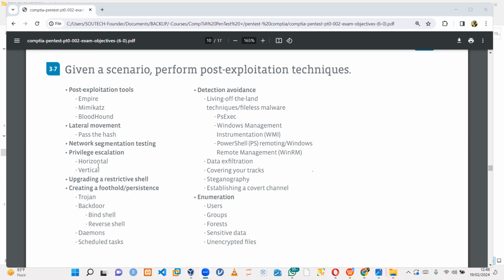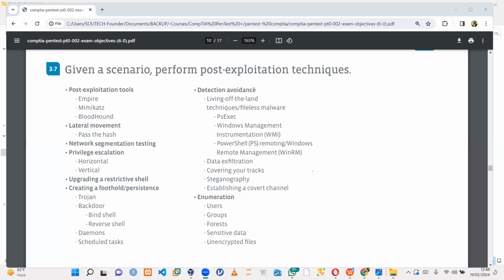Then, of course, in terms of privilege escalation, we're looking at a user and an admin. When it's going from a low to a high, it's called vertical, some kind of upward. And when it is between two of the same level, like admin to admin or user to user, maybe account takeover, you call that horizontal privilege escalation. Of course, upgrading a restricted shell, creating a foothold, Trojan, backdoor, all of these concepts are what you should be able to perform.